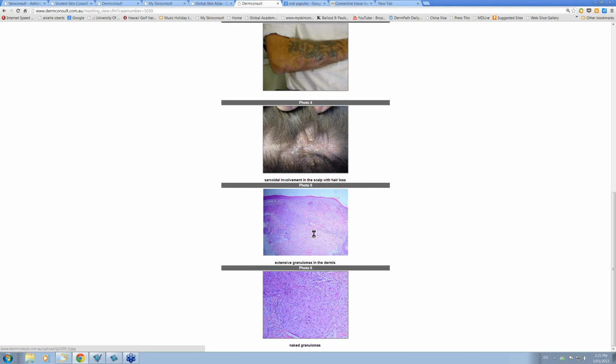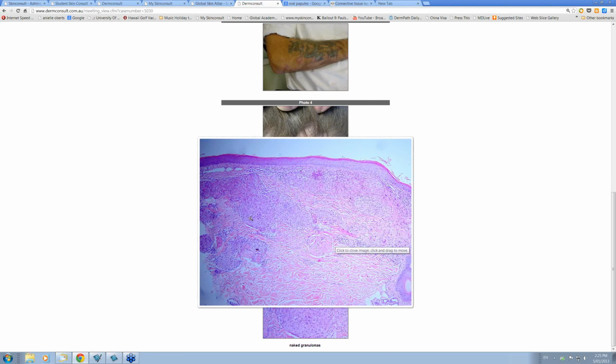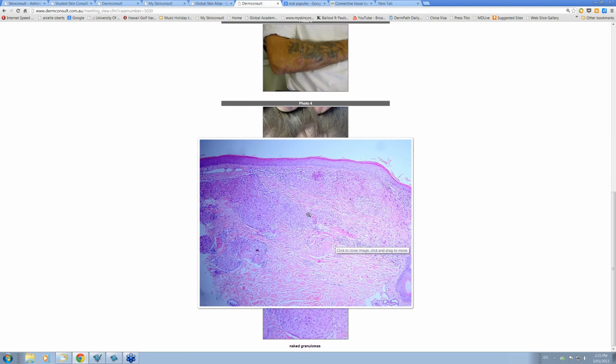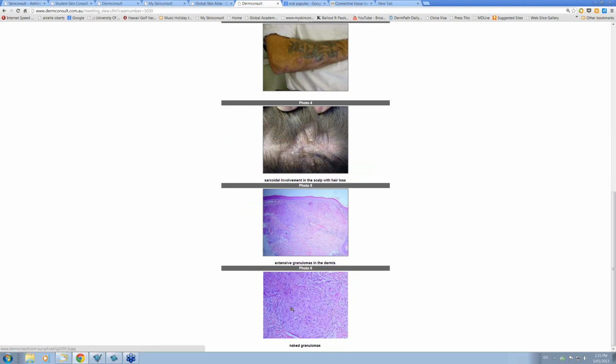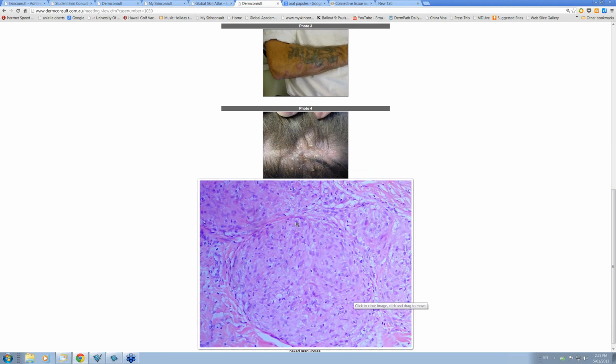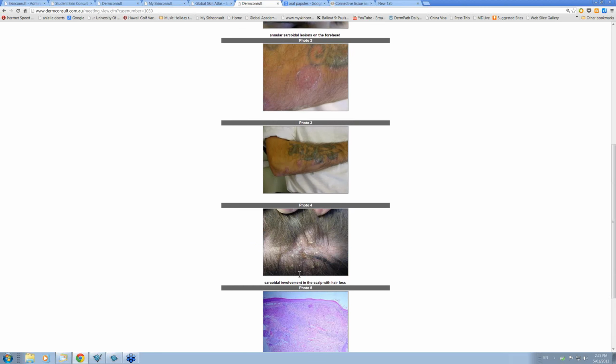These were the granulomas in the dermis, fairly naked granulomas, a mixture of histiocytes with only a few lymphocytes, not a lot. So we call these naked granulomas in sarcoidosis.